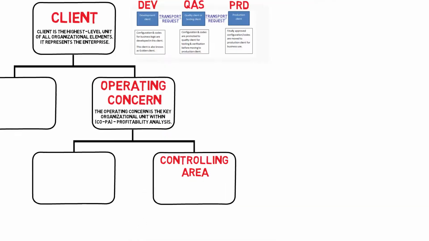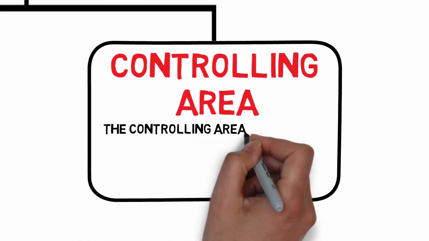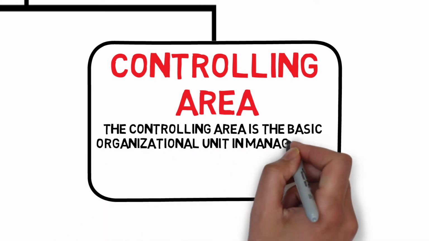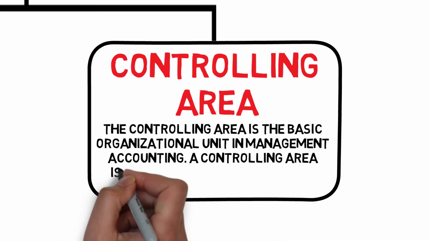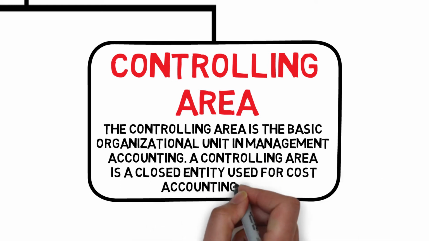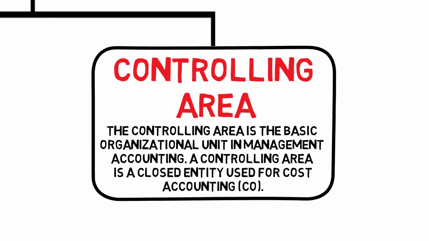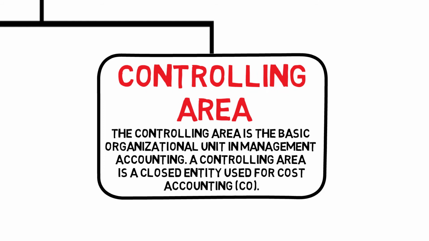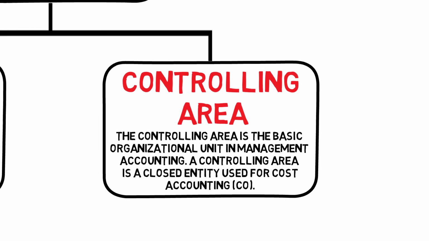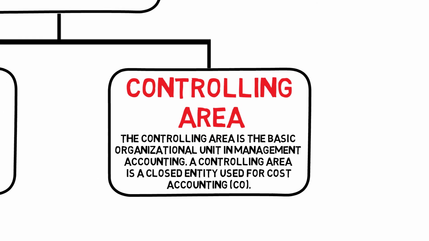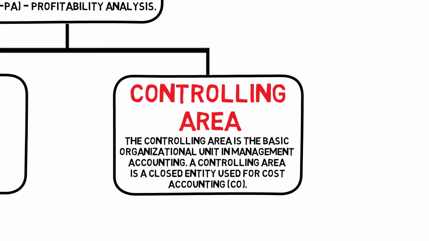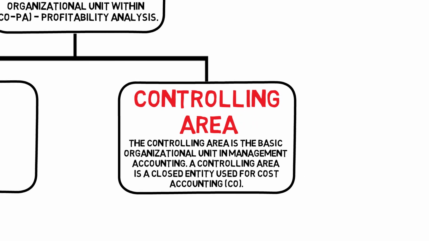Controlling area. The controlling area is the basic organizational unit in management accounting. A controlling area is a closed entity used for cost accounting. A controlling area may contain 1 or more company codes. This enables controlling across company codes. The controlling area and its company codes must use the same operating chart of accounts.